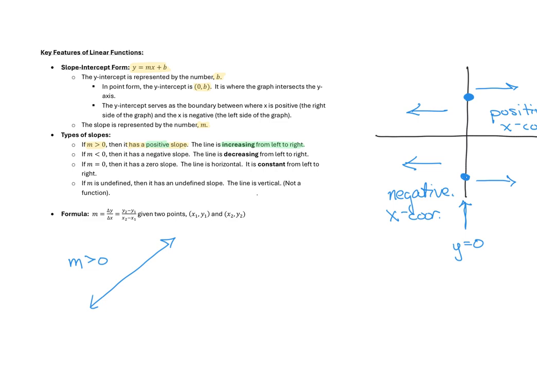Okay, the next one that we have is m can be less than 0. And in this case, it has a negative slope. And what this equates to is a decreasing line. And so a decreasing line from left to right means that we go down from left to right.